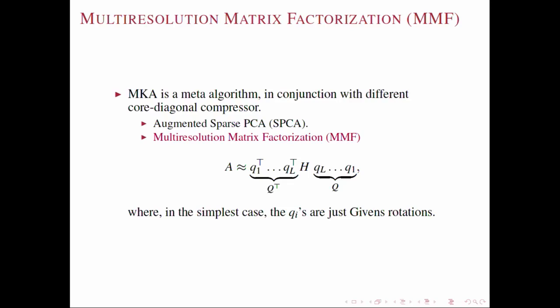MKA is a meta-algorithm in conjunction with different core-diagonal compressors like sparse PCA and multiresolution matrix factorization. Compared to sparse PCA, MMF has computational strength and stronger bounds on sparsity. Specifically, MMF yields a factorization of the form of a series of sparse orthogonal matrices and a core-diagonal matrix, which makes inverting much easier. In the simplest case, the Q here are just Givens rotations.